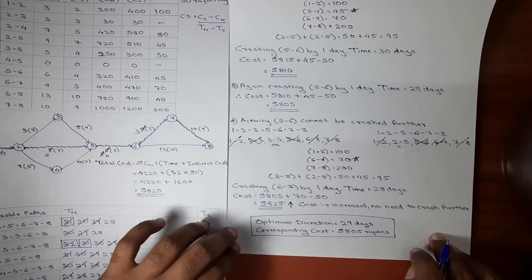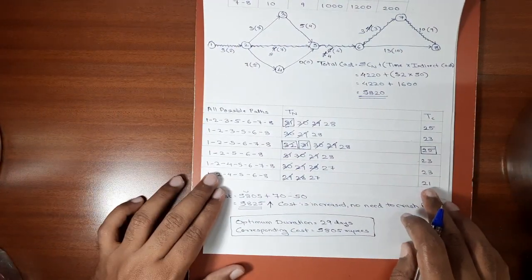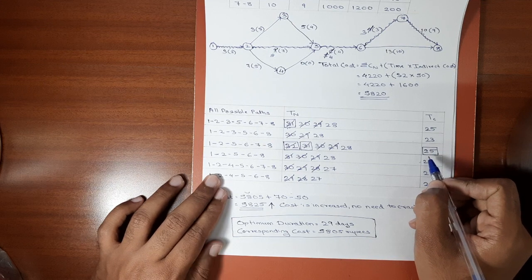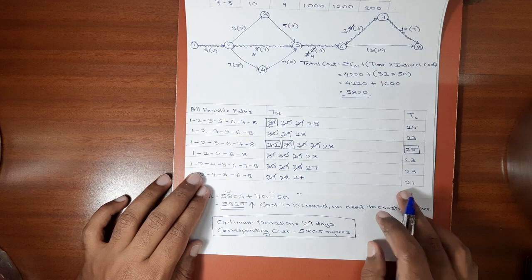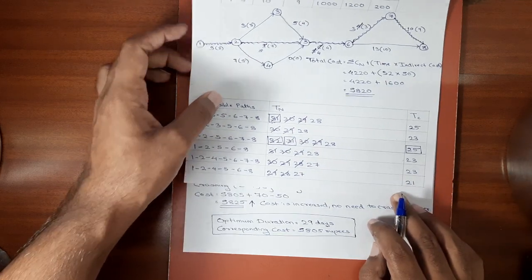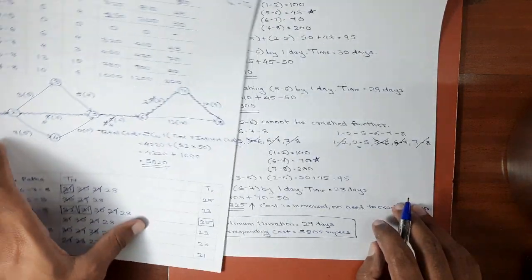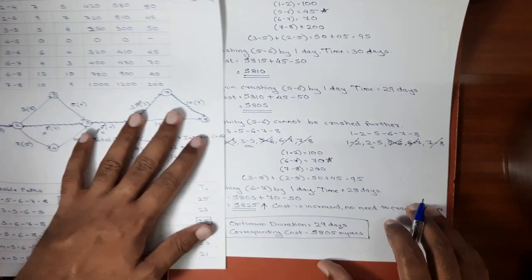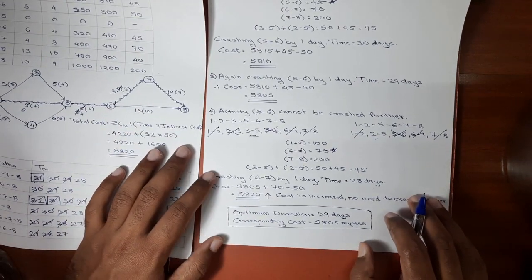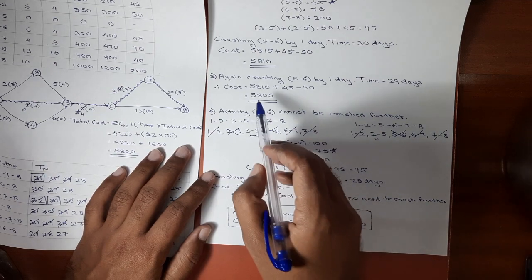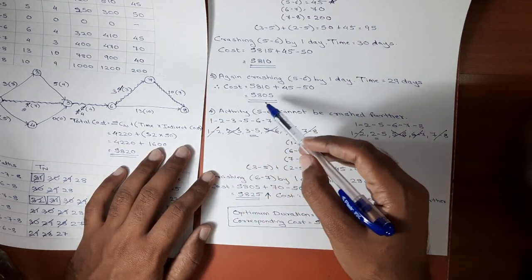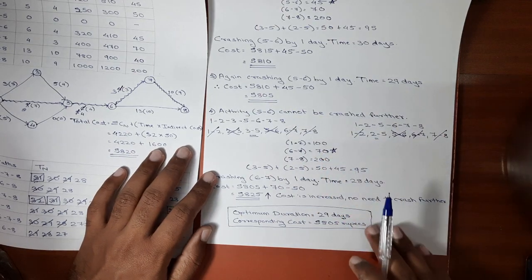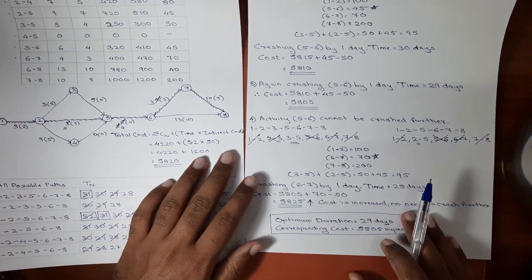Okay. In this table, we still have scope for crashing because we can crash the network up to 25 days. But the cost will definitely go on increasing. There is no need of crashing. Whenever the cost increases, we stop the process of crashing. And the minimum value we get in the previous step, which was third step, cost was 5805, time was 29 days. So this will be our final answer.